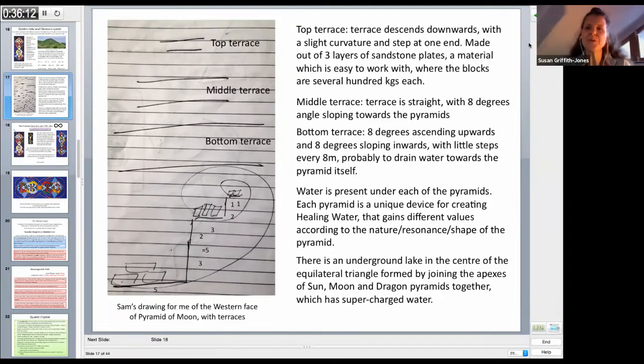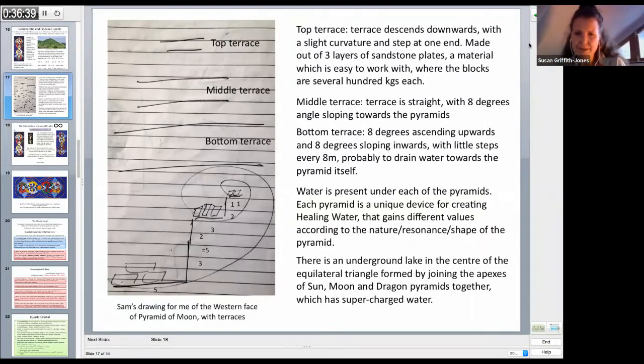So the top terrace descends downwards, it's just slightly sloping down with a slight curvature and a step at one end. And it's made out of 3 layers of sandstone plates, which is a material that's very easy to work with, where the blocks are several hundred kgs each. The middle terrace is straight, with an 8 degree angle sloping towards the pyramid.